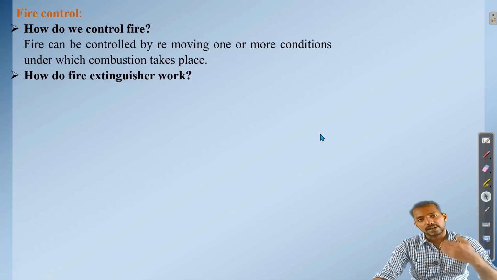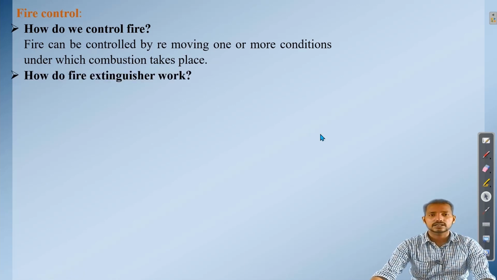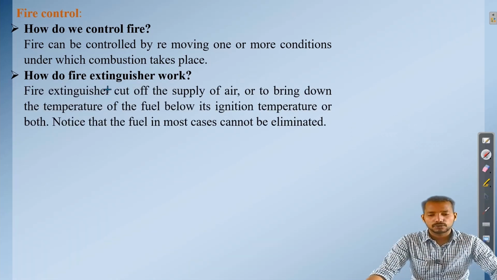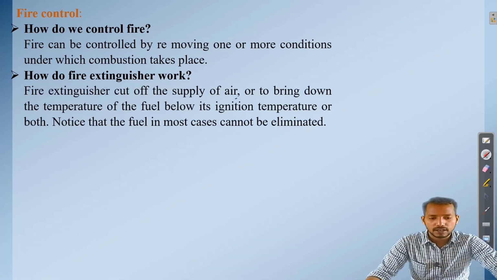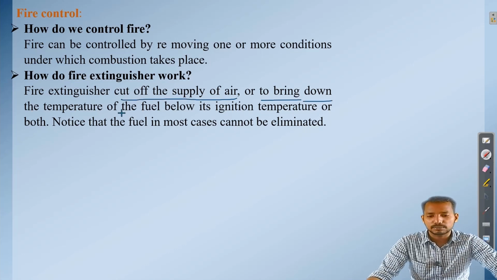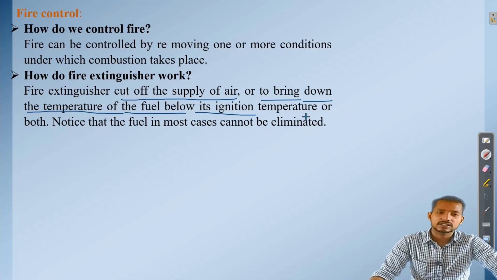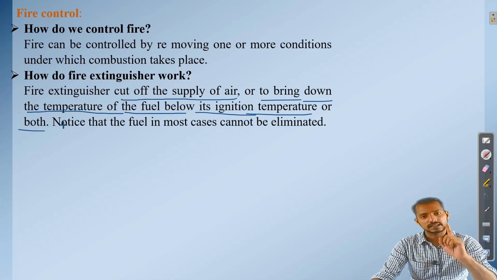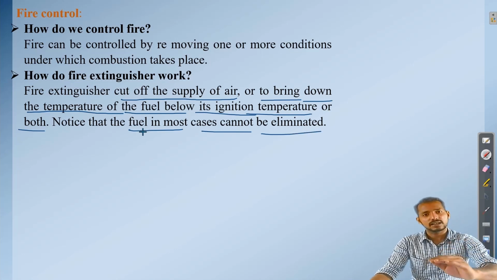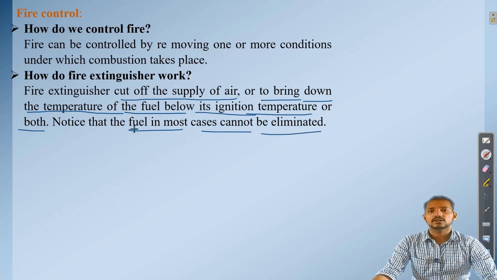Now, how does a fire extinguisher work? A fire extinguisher is a device or instrument which is used to stop the fire. A fire extinguisher cuts off the supply of air or brings down the temperature of the fuel below its ignition temperature. These things I already discussed. Temperature or both. Either one or both can be. Notice that fuel in most cases cannot be eliminated. So this is how a fire extinguisher works.